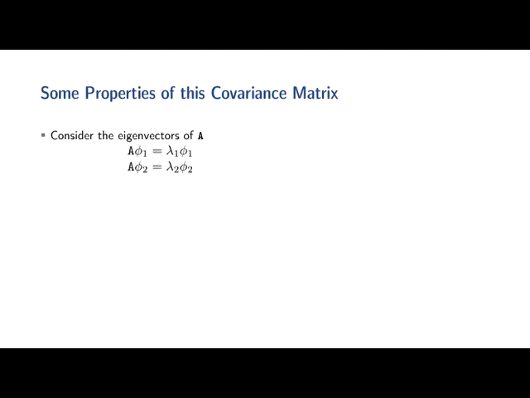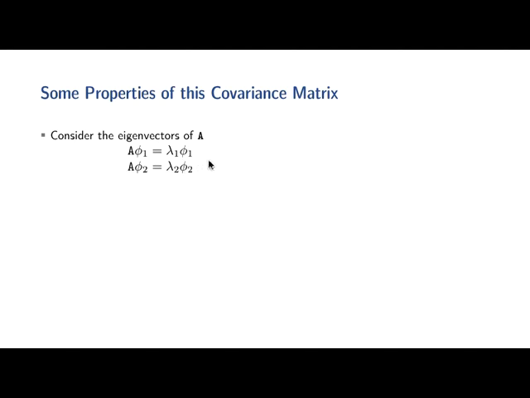To be able to do that, consider the eigenvectors of A. I'm now talking about the eigenvectors of the covariance matrix. Let's say that phi1 is one eigenvector of A, and phi2 is another eigenvector of A. So there's a phi1 and a phi2, which are two eigenvectors of A, and lambda1 and lambda2 are two eigenvalues of A. This is just by definition. I'm just considering eigenvectors of A. Let me call them phi1 and phi2. Then this relationship should hold.